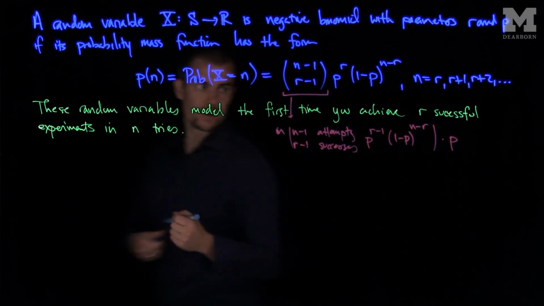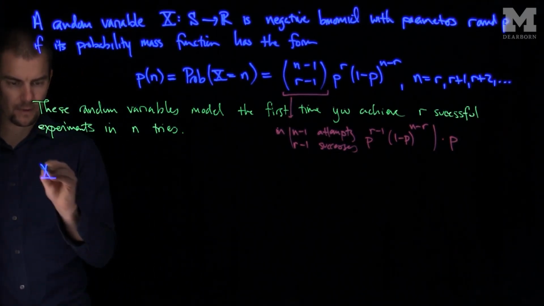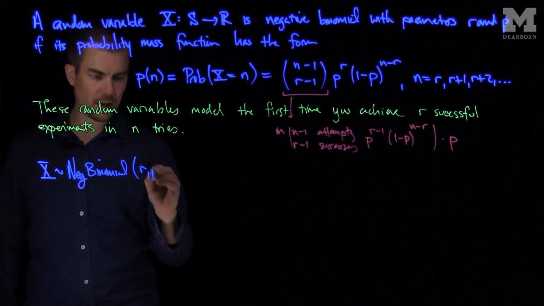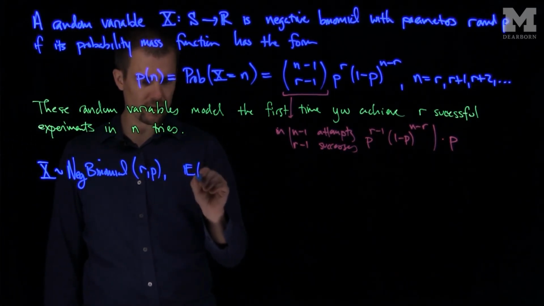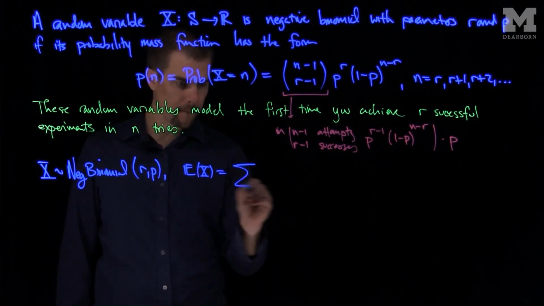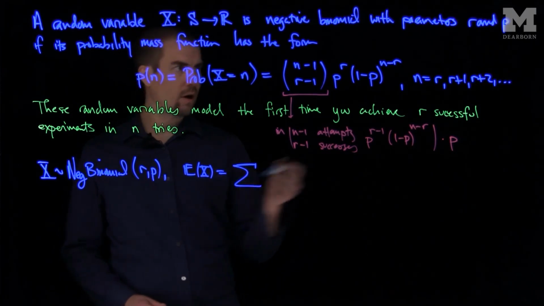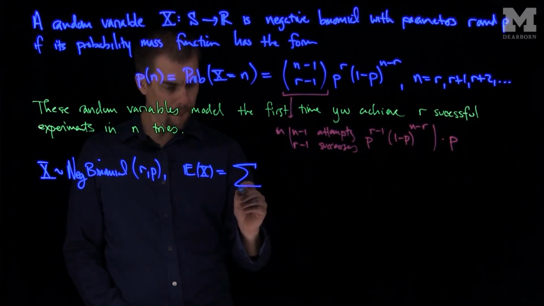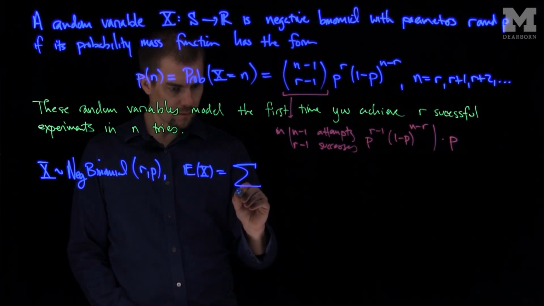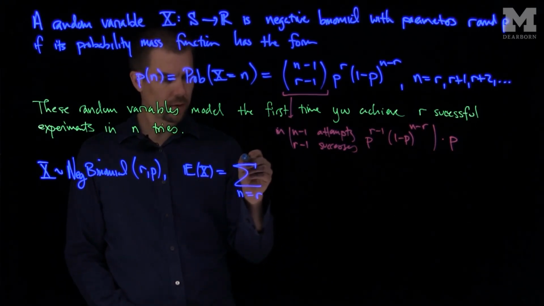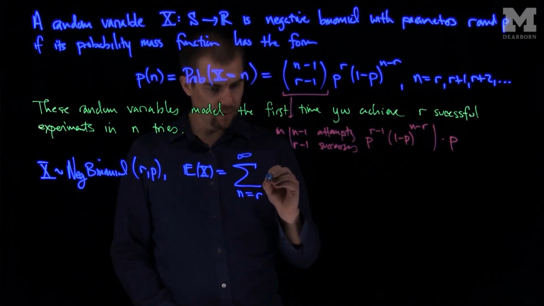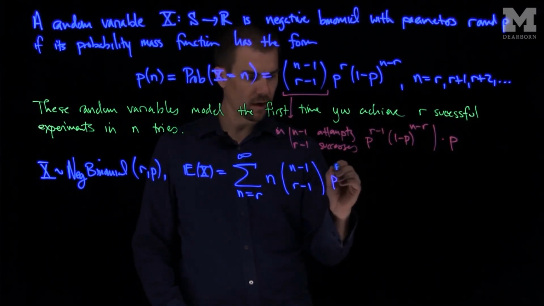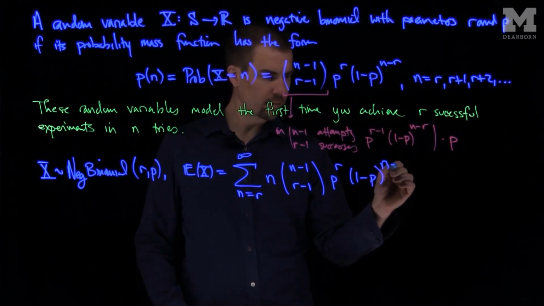And so let's find some properties of these negative binomial random variables. If X is negative binomial with parameters r and p, then the expected value of X, the mean of this random variable, will be the sum over all values, with a k over here, so n goes from r to infinity, and then we'll have an n, and then n minus 1 choose r minus 1, and then p to the r, and then 1 minus p to the n minus r.